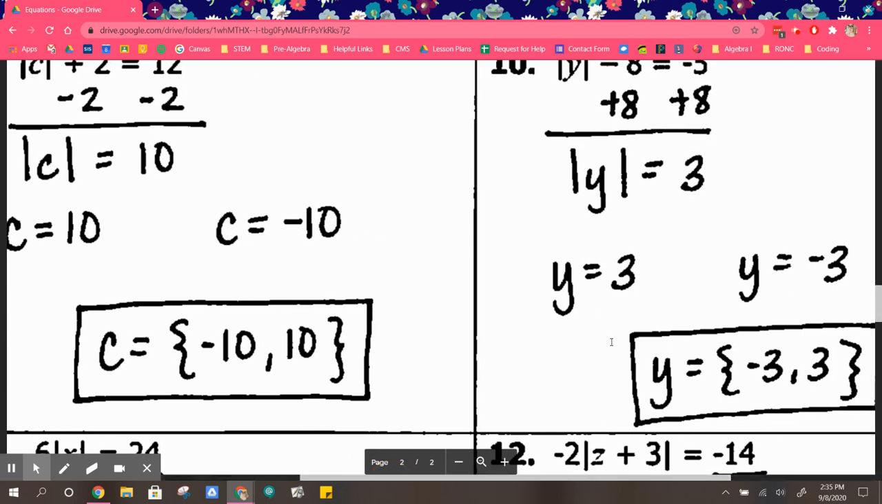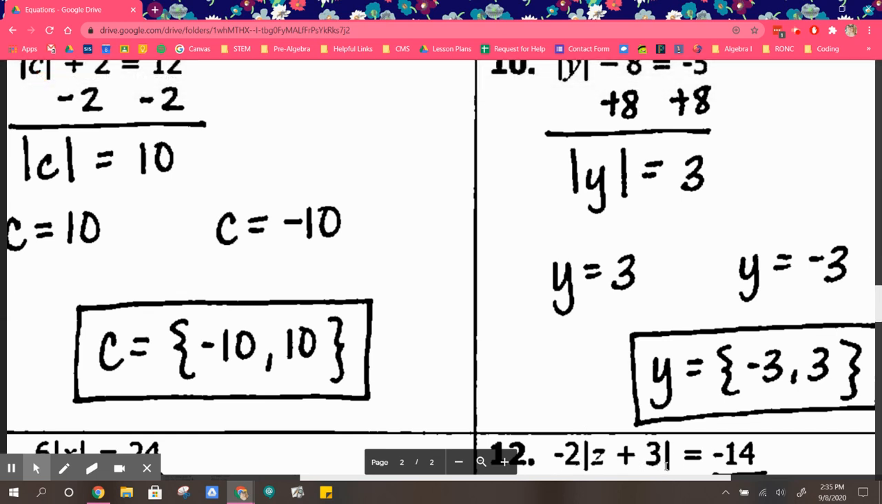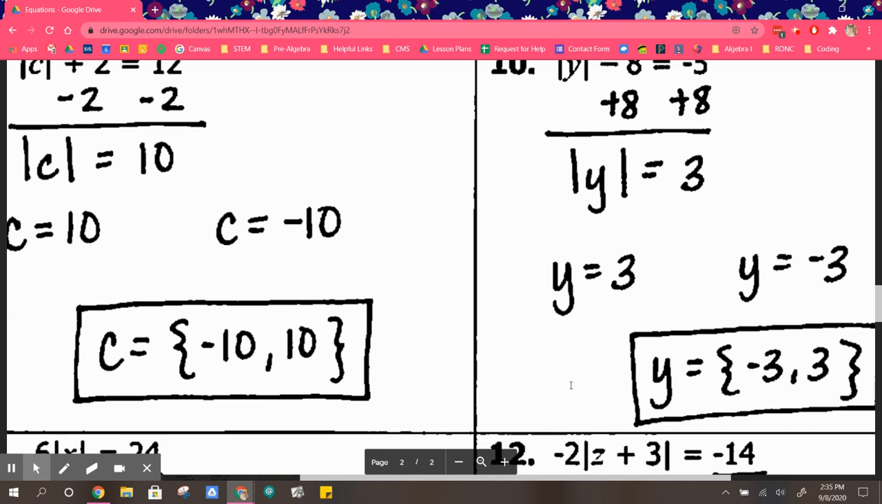All right, so number 12, you can see down here it's -2 times the absolute value of z plus 3, close the absolute value, equals -14. So pause the video, try this one in this bottom corner, and then press play when you're ready.